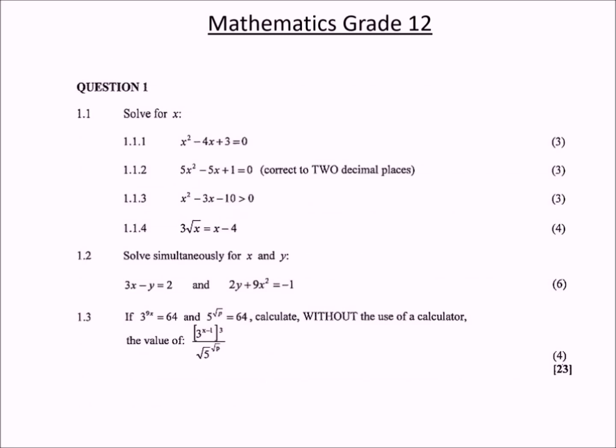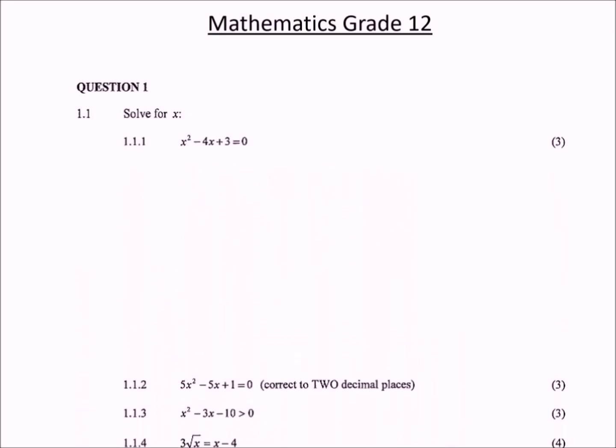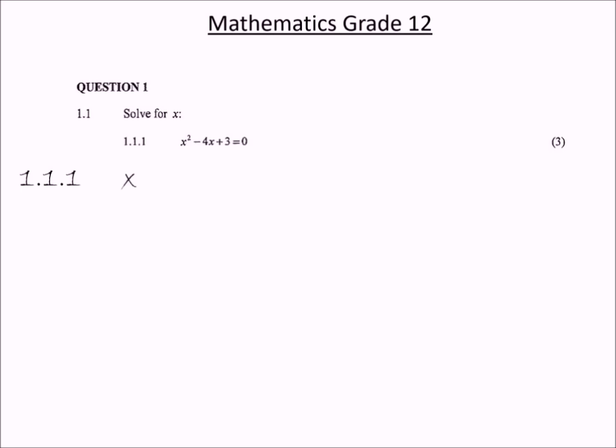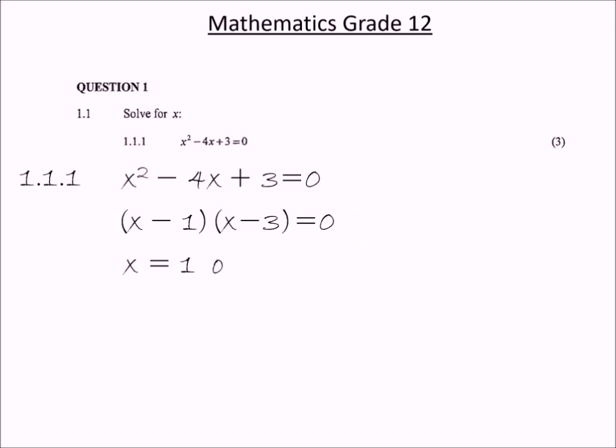For 1.1, you were instructed to solve for x. Starting with 1.1.1. X squared minus 4x plus 3 equals 0. This is a quadratic equation that we can solve by inspection. The factors of 3 that will give us the original quadratic equation are x minus 1 and x minus 3. Therefore, x is equal to 1 or 3.